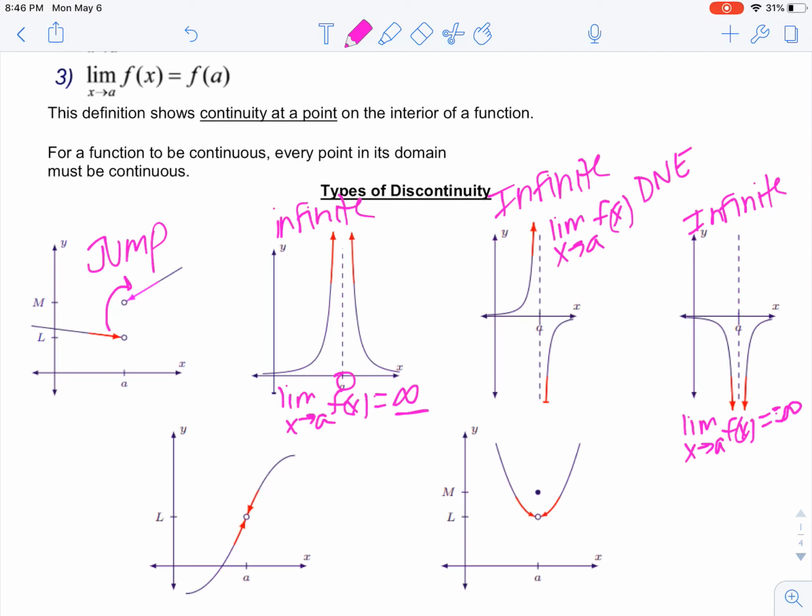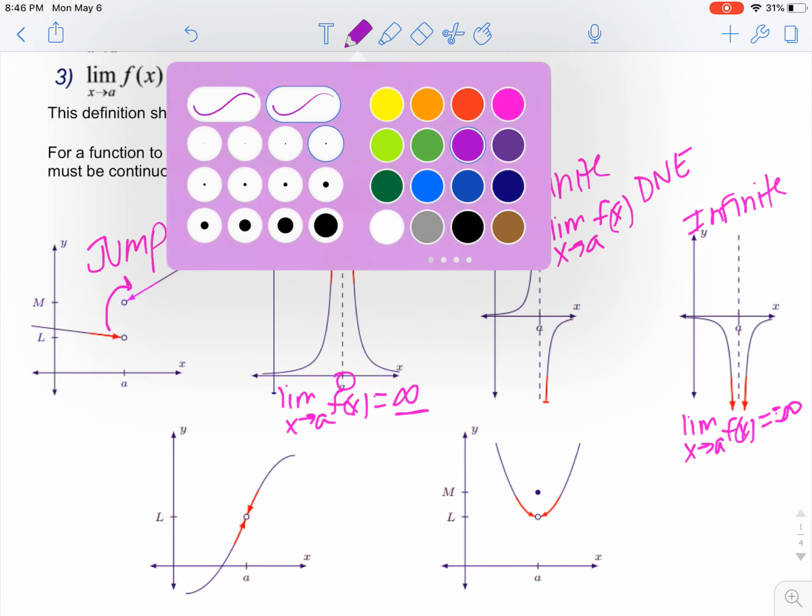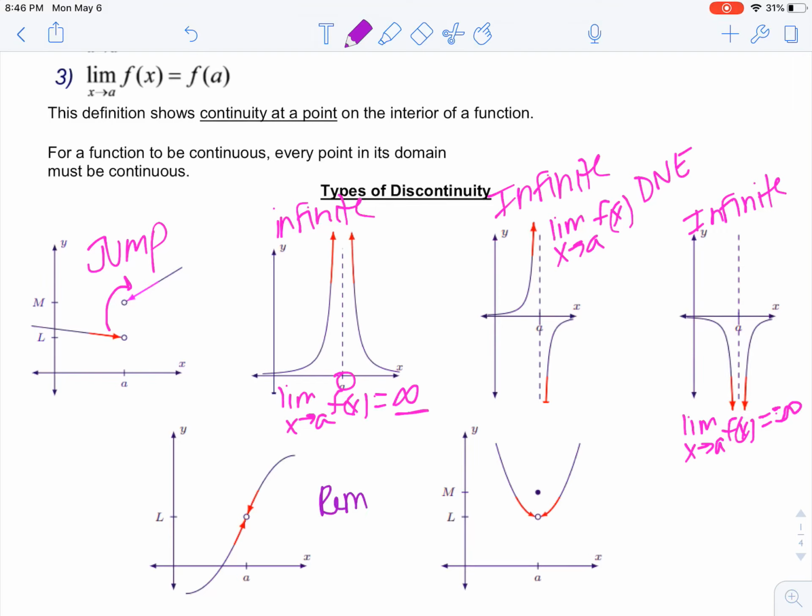Okay, down here, these two at the bottom, they're both removable, or point discontinuities. So you could have just a hole in the graph like this one, or you could have a hole in the graph with a function value somewhere like this one. They're both removable or point.